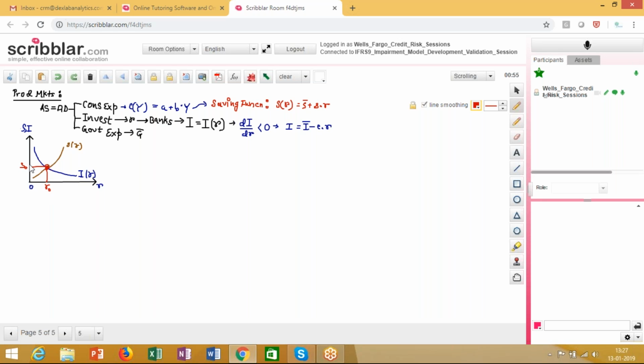Now, let's say that due to government intervention, the government does some monetary policy exercises, and the rate of interest increases. We want to understand what would be the impact on the savings and the investment for this particular economy. So what happens is my rate of interest increases to R1.